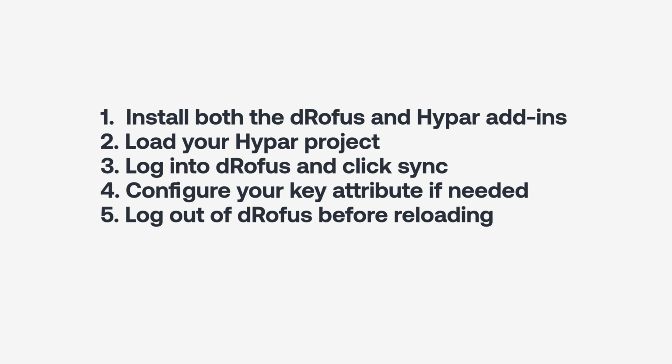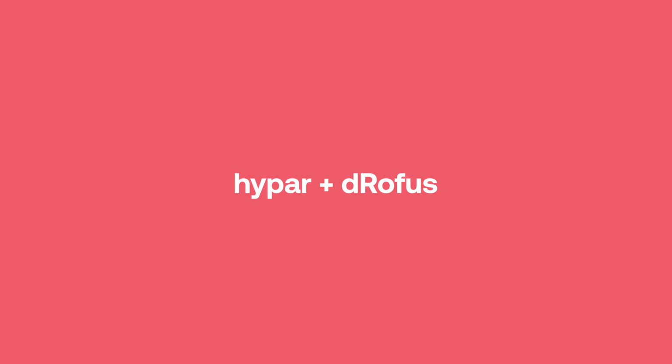To recap, install both the dRofus and Hypar Revit add-ins, load your Hypar project, log into dRofus, click Sync, and configure your key attribute if needed. Log out of dRofus before reloading your Hypar project. And that's it. That's how you use dRofus with Hypar. We can't wait to see what you build.